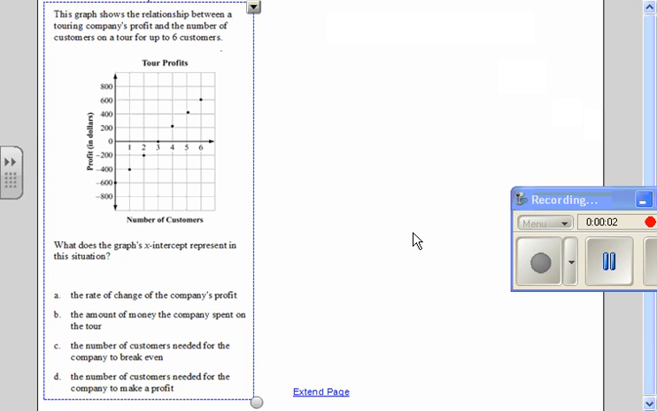Okay, number 20 from the second set of algebra problems. This is showing a graph that shows the relationship between a touring company's profit and the number of customers on a tour for up to 6 customers. Okay, and it wants to know, what does the x-intercept represent?